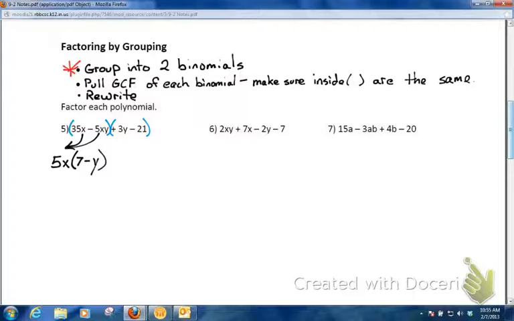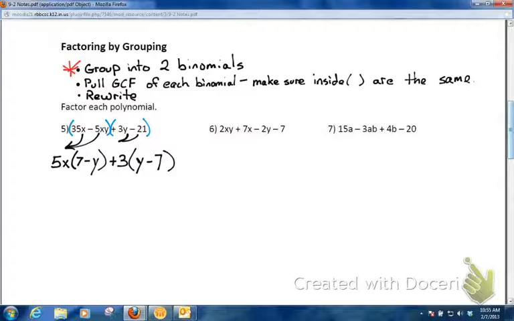In the second binomial, 3y and 21, it looks like I'm going to take out a positive 3. Now, this is a key point right here. You have to write that sign there. You took out a positive 3, so I want you to write plus 3. If you took out a negative 3, you would write negative 3. Whatever the sign is, make sure you write it there. So I'm going to factor out a positive 3, and if I take out a 3, all I'm going to have left over is y. And then if I take a 3 out of the negative 21, I'm going to have a negative 7.